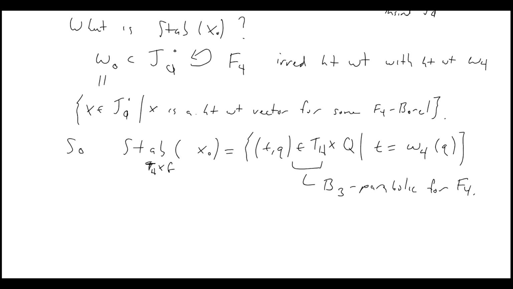This Q here? Yes, this is the B3 parabolic for F4. So you remove, say again? The maximal one. Maximal, yes. Remove the degree 1 short root.